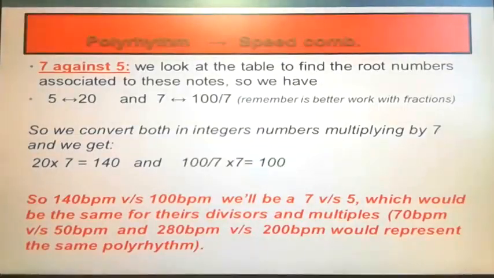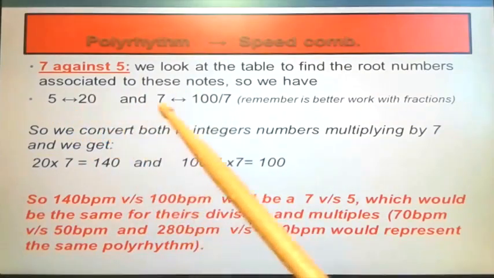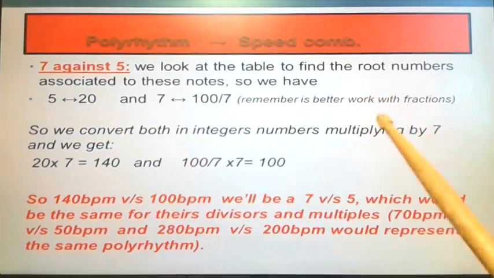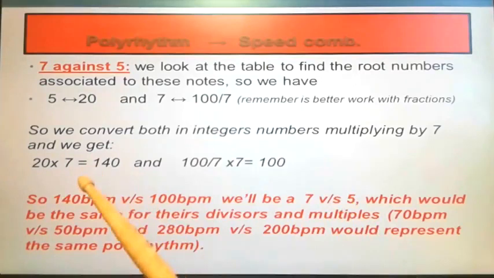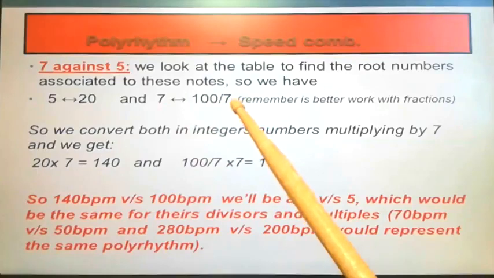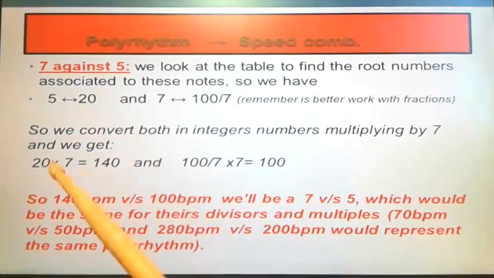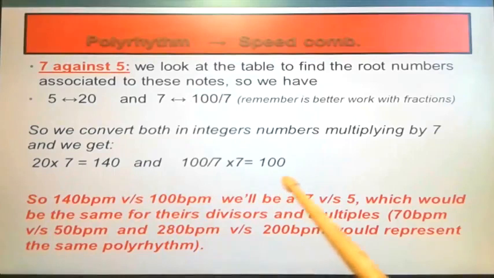Then another example, 7 against 5. We look at the table again. I got this for 5 and this for 7. Remember that it's better to work with fractions than decimals. So I convert them both to integers, multiplying by a number that makes them both integers. In this case it's 7, based on this denominator. So for the first I get 140, for the second 100. So it means that 140 BPMs versus 100 BPMs will be a 7 versus 5, which could be the same for their divisors and multiples.